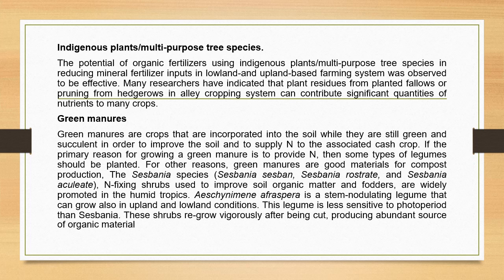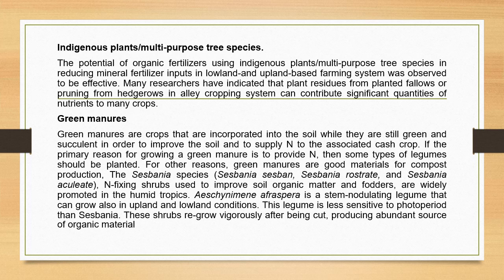Indigenous plants, multi-purpose tree species. The potential of organic fertilizer using indigenous plants and multi-purpose tree species in reducing mineral fertilizer inputs in lowland and upland-based farming systems was observed to be effective. Many researchers have indicated that plant residues from planted fallow or pruning from hedgerow in alley cropping systems can contribute significant quantities of nutrients to many crops.